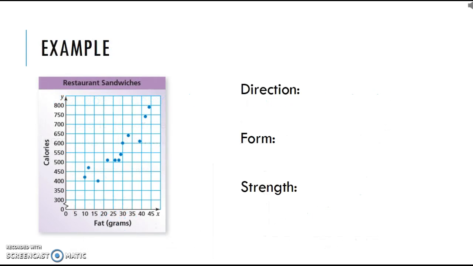Let's look at an example. This scatter plot shows fat content of a restaurant sandwich compared to its calorie count. The direction of this would be positive. The form of this plot is linear, and its strength is moderately strong.